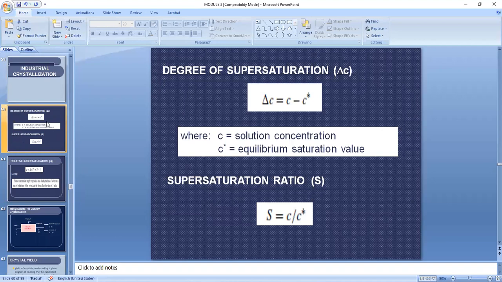But in terms of the elementary computations associated with industrial crystallization, you can be asked a simple question of determining the degree of supersaturation. So in determining the degree of supersaturation, you simply get the difference of the solution concentration and the equilibrium saturation value of the concentration. So both of these are concentration values. Now for the supersaturation ratio, you have it in here. So S is the supersaturation ratio, and it's equal to C divided by C asterisk. Anyway, they are defined in here already.